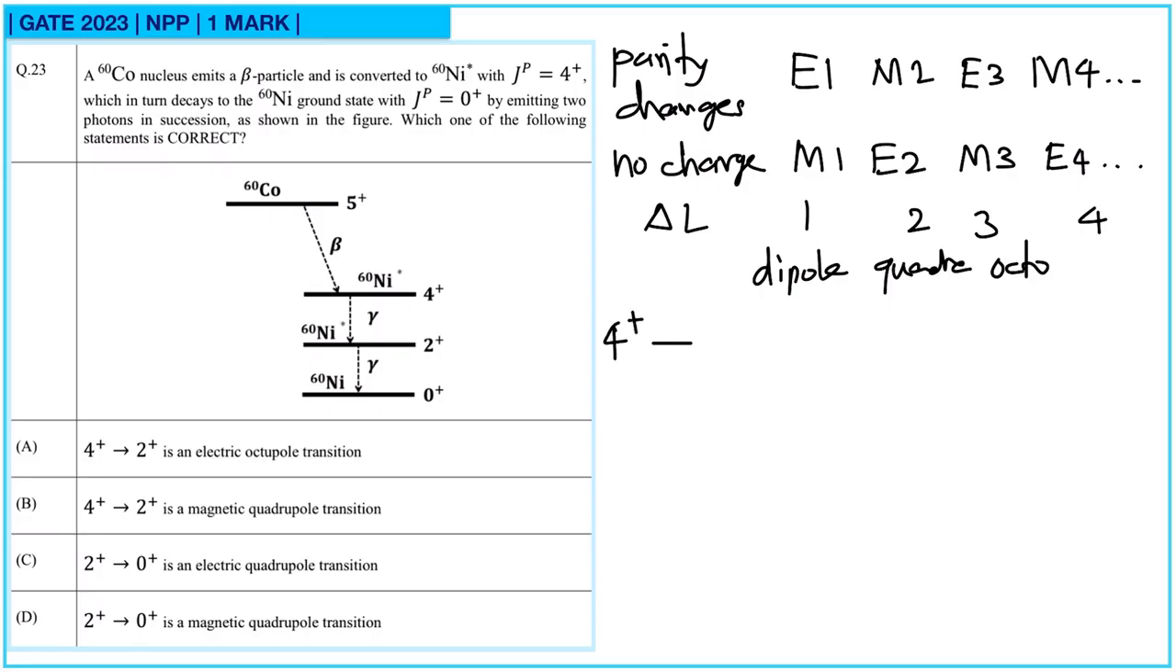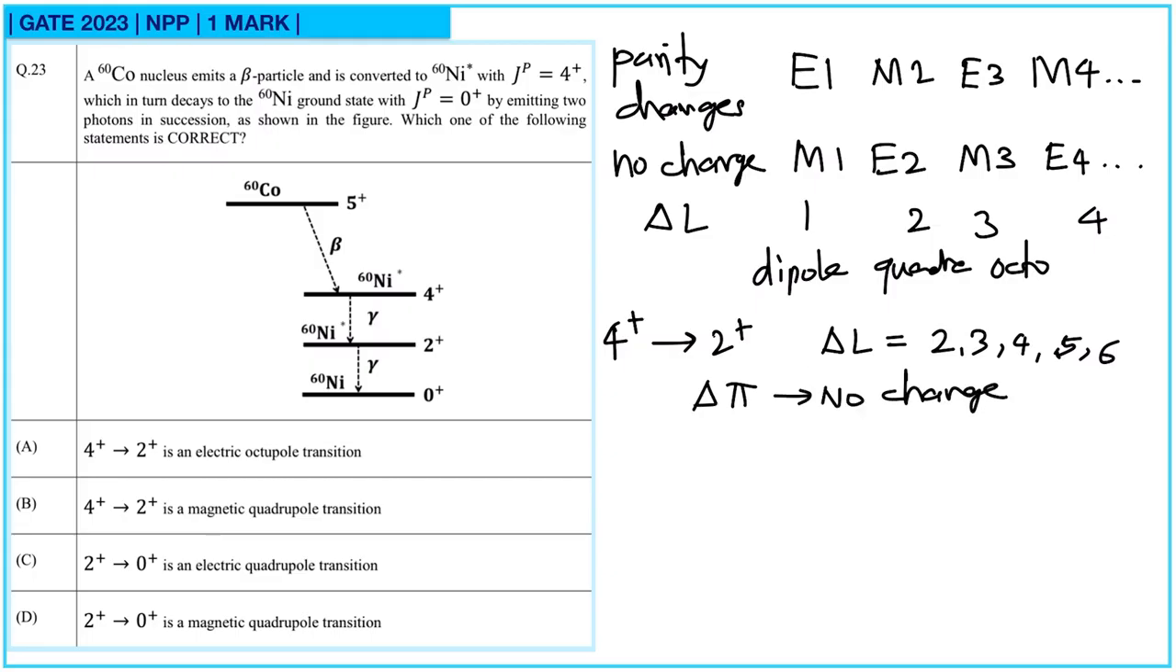Now for first transition, 4 plus goes to 2 plus. That means this delta L can have values from Ji minus Jf to Ji plus Jf. So that will be 4 plus 2 is 6 and 4 minus 2 is 2. So it can be 2, 3, 4, 5 and 6. These are the possible delta L values. And parity is not changing. So there is no change in parity, so these transitions can be E2, M3, E4 and so on. All these transitions are possible.